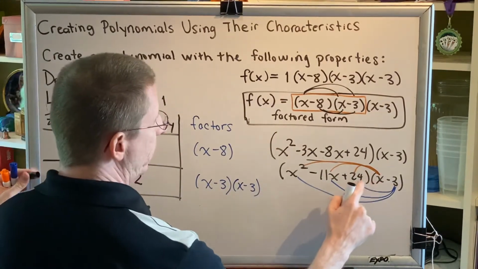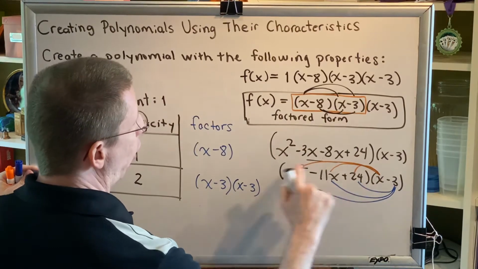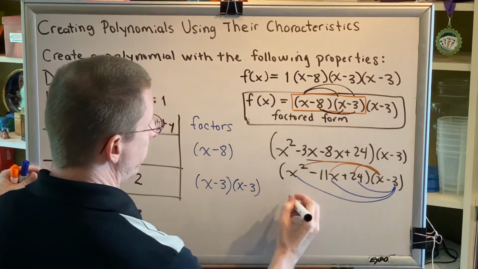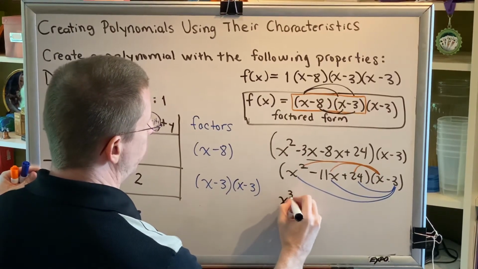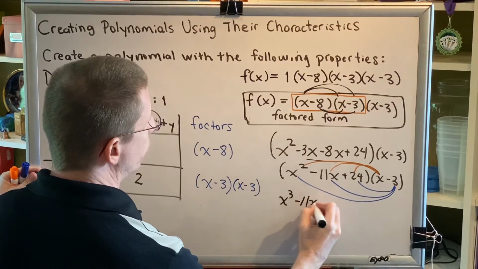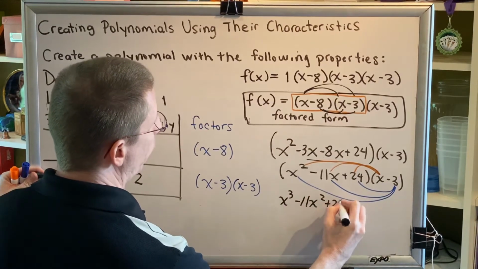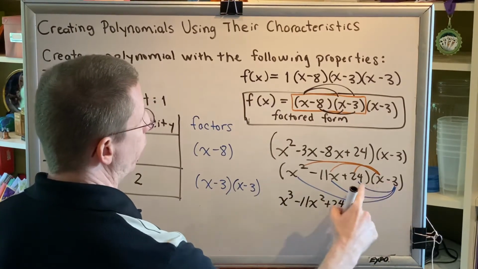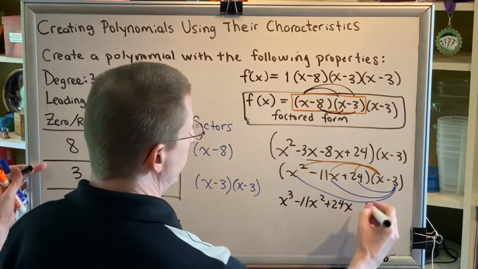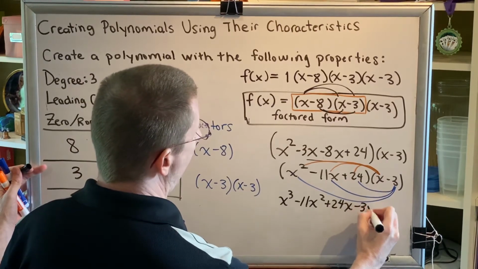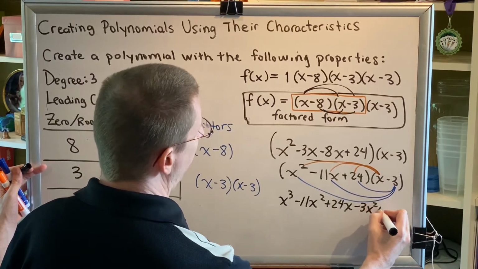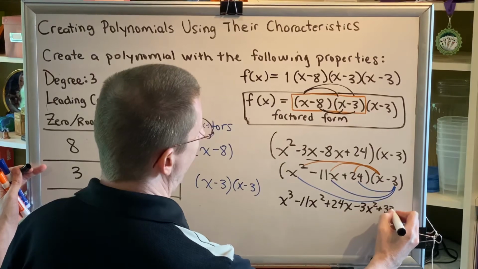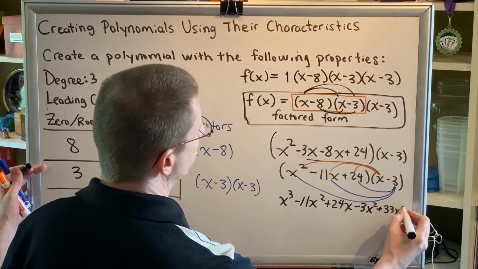Let's do the x times these 3 first, which are the orange arcs here. So x times this will give me x cubed minus 11x squared plus 24x. Now the blue arcs, where I'm going to distribute the negative 3 to the same 3 pieces. So that gives me minus 3x squared plus 33x minus 72.